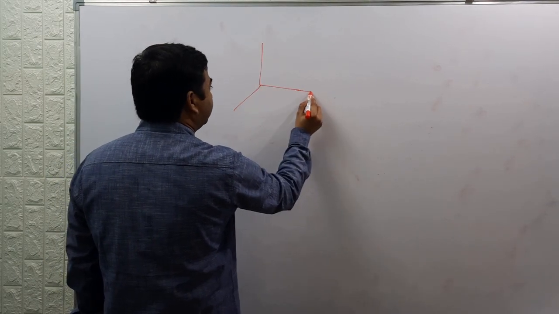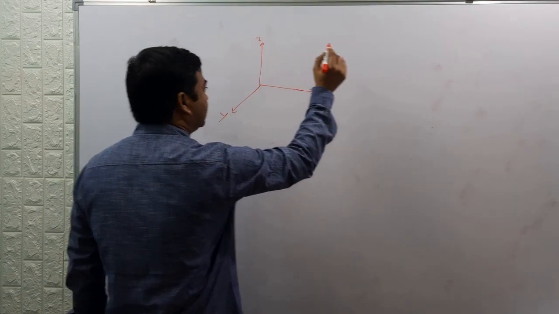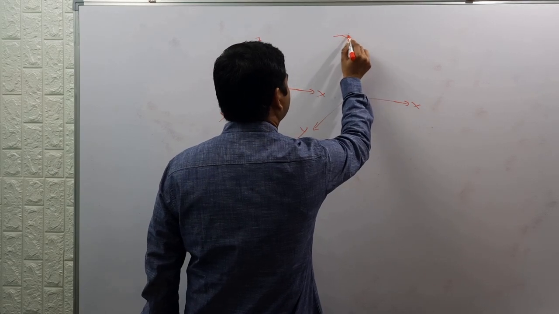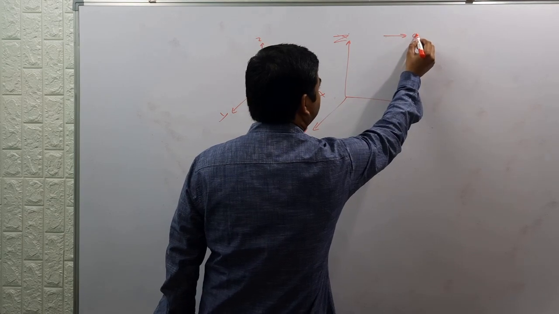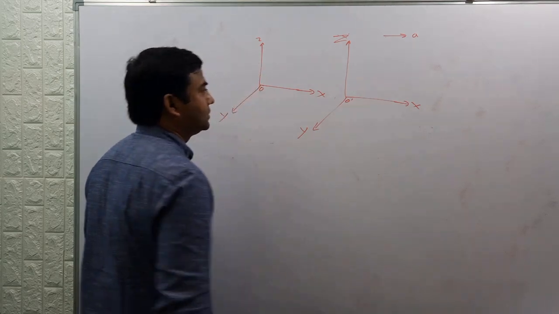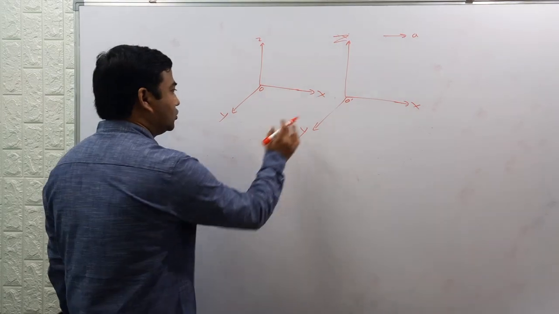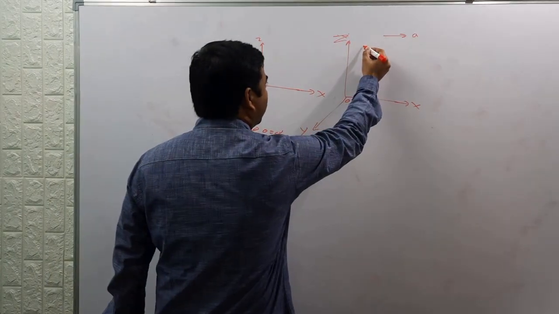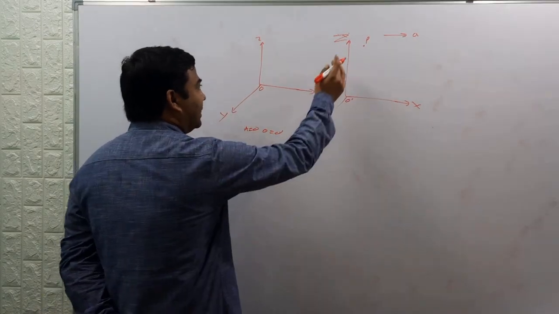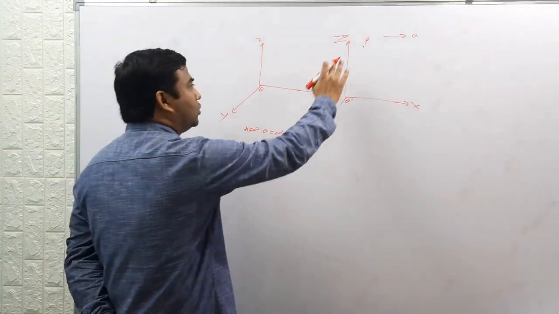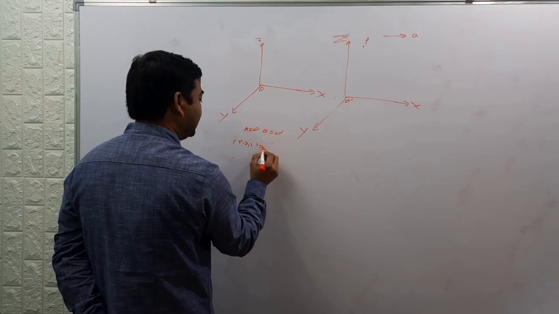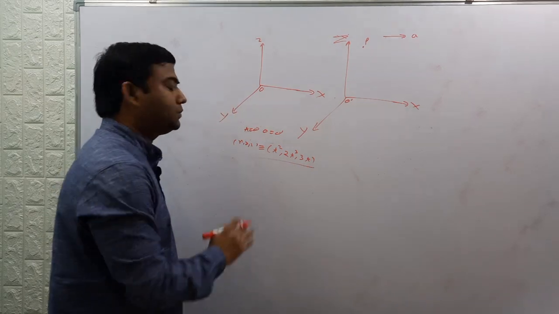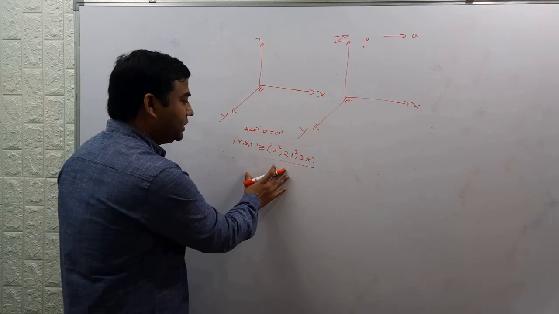So this is one reference frame x, y, z, and this is another reference frame x dash, y dash, z dash, and this frame is moving with acceleration a. This is O and this is O dash. So this frame is moving with acceleration a. At t equal to 0, O and O dash were at the same position. So this is the point P, and this point is also moving, and the coordinates x, y, z of this point are given as t square, 2t cube, 3t, just for example. So this point is moving.